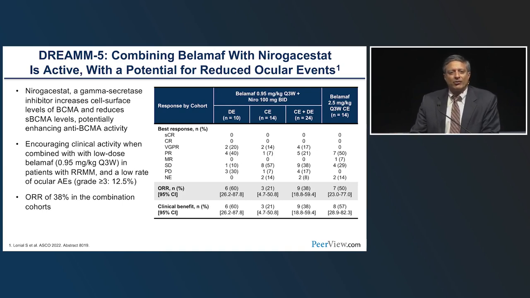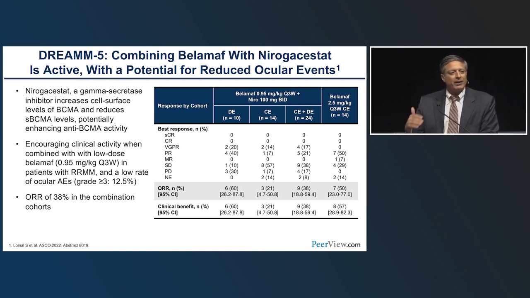What I think was really quite exciting, though, was the data that was presented at ASCO. And at ASCO, what we saw was data on Belamat in combination with a gamma secretase inhibitor. And as you may recall, gamma secretase is the enzyme that's naturally present in our bodies that clips BCMA off of the cell and releases it into the plasma. And circulating or soluble BCMA, it may be an important mechanism of drug resistance. It may be an important sink for drugs that are binding BCMA until you start to reduce the tumor burden.